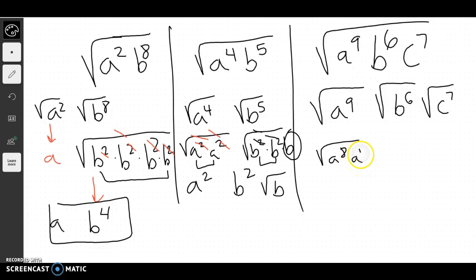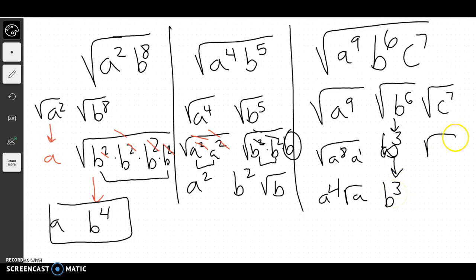Because 8 and 1 would get me to 9, and we've already done a to the 8th a lot of times. That's really a to the 4th. There's 4 sets of a squareds in there, and I had 1 a left over. This, b to the 6th right here, would just be b to the 3rd, because there's 3 b squareds that make that up. C to the 7th would really be c to the 6th and c to the 1st, which would be 3 c's that make that up, and that's under the square root.